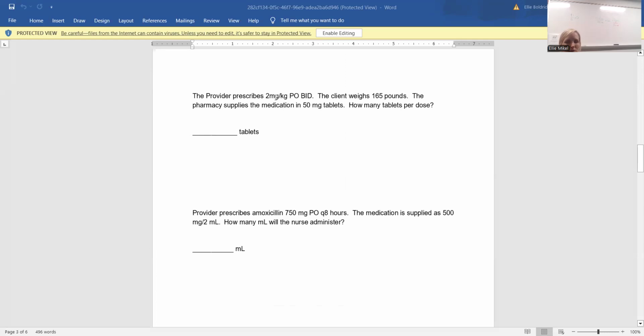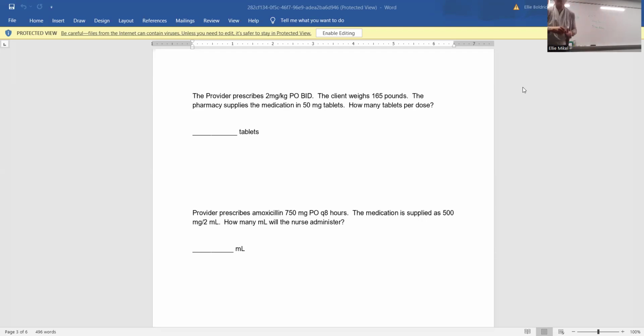So provider prescribes 2 milligrams per kilogram to take by mouth twice a day. The client weighs 165 pounds. The pharmacy supplies the medication in 50 milligram tablets. So again, as we mentioned, when it comes to weight, let me write this down. 165 pounds, 2 milligrams per kilogram, and they are supplied in 50 milligram tablets.